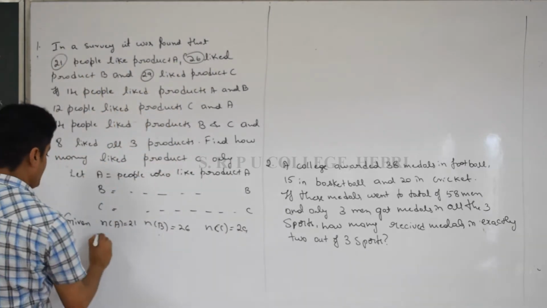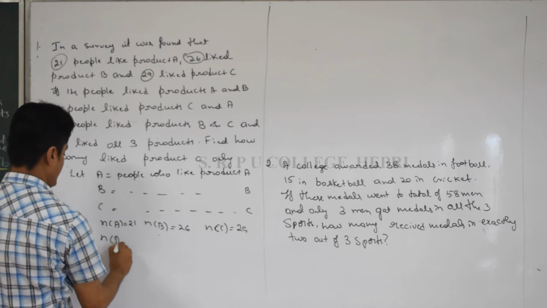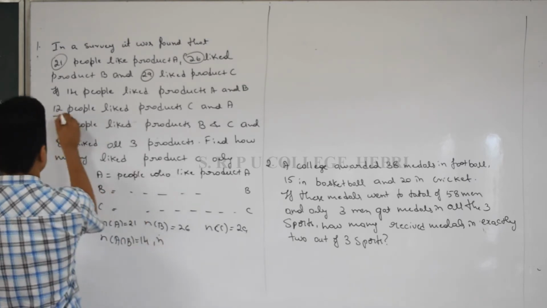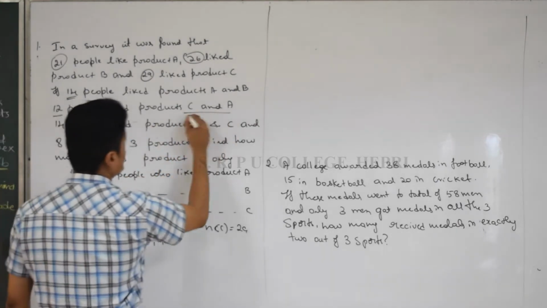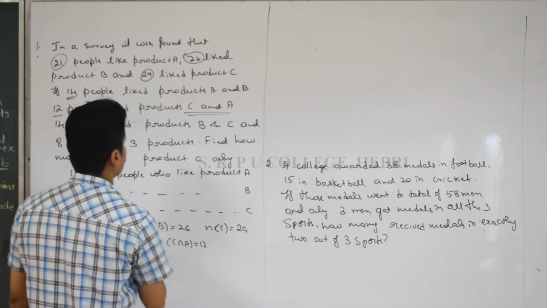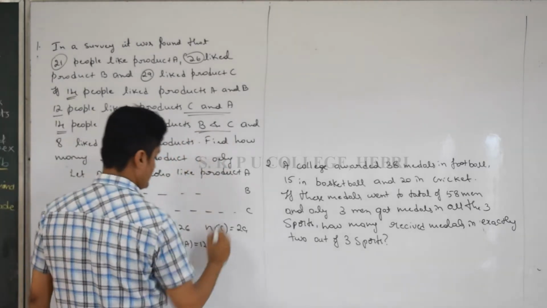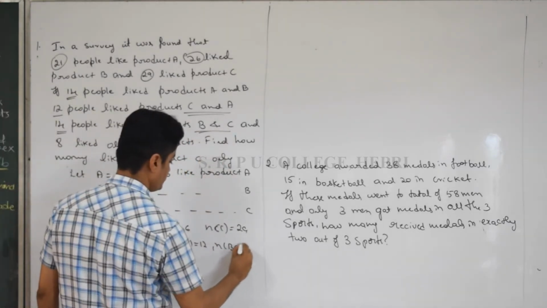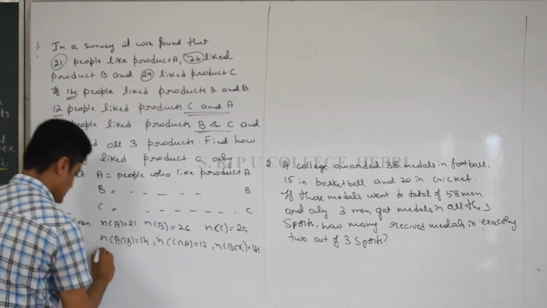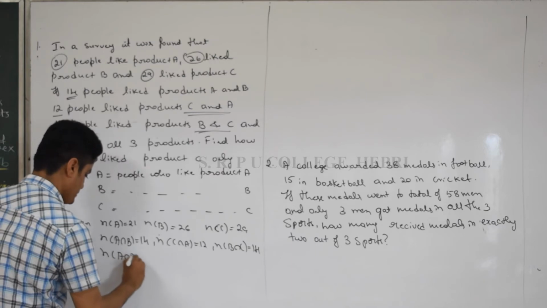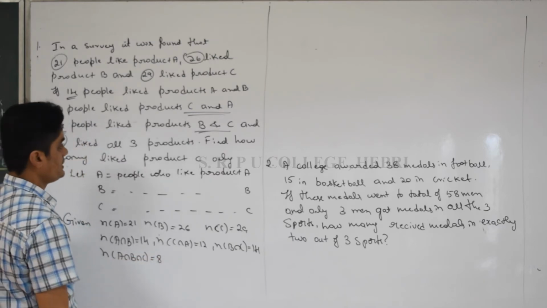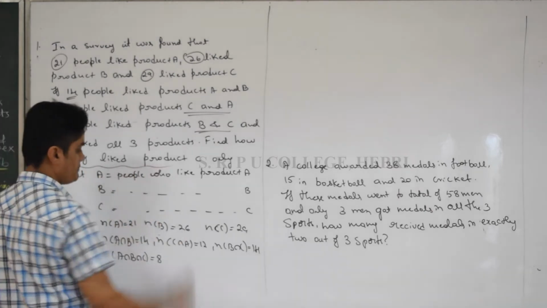Now 14 people like both A and B, so A intersection B equals 14. 12 people like product C and A, and 14 people like products B and C. What does this represent? People who like all three products, so n of A intersection B intersection C is equal to 8. All three products. So how many people like only product C?